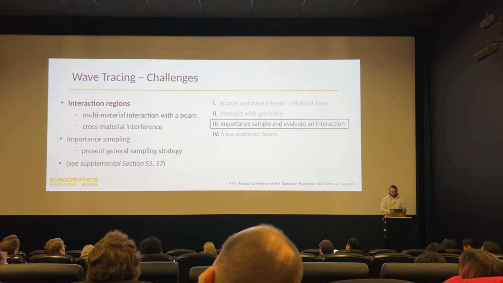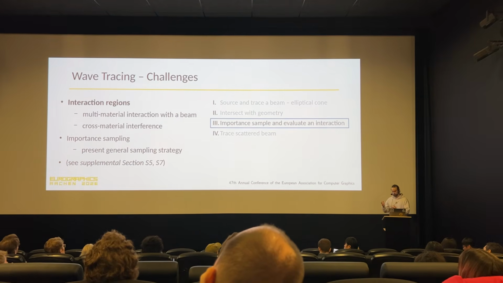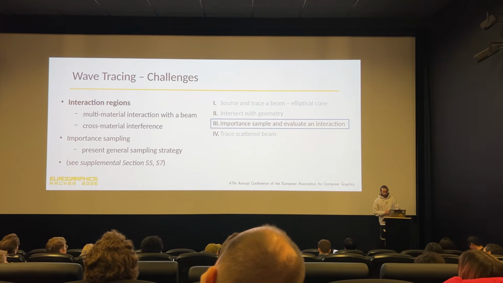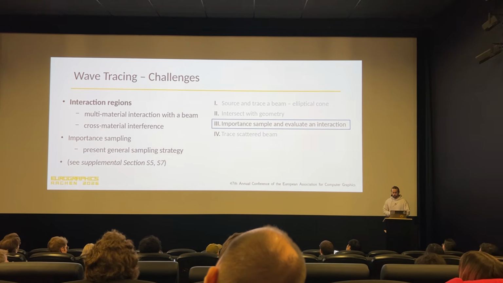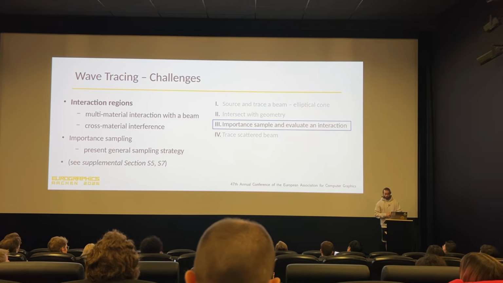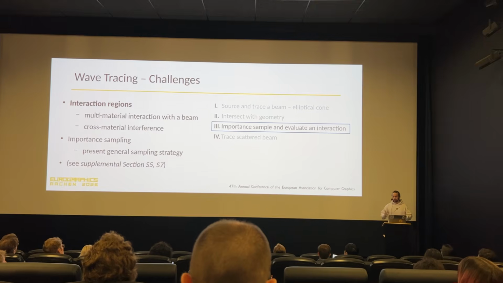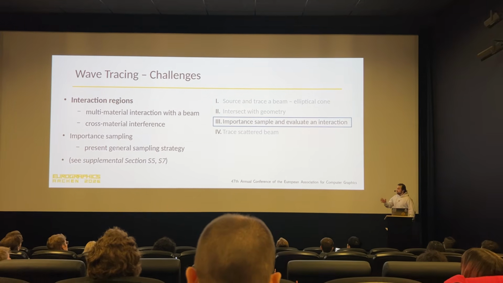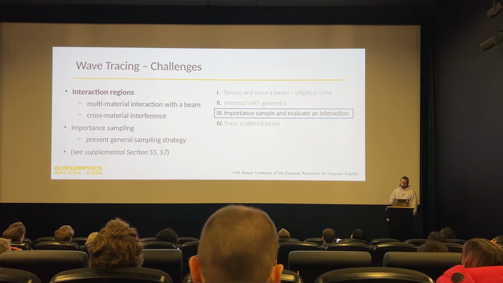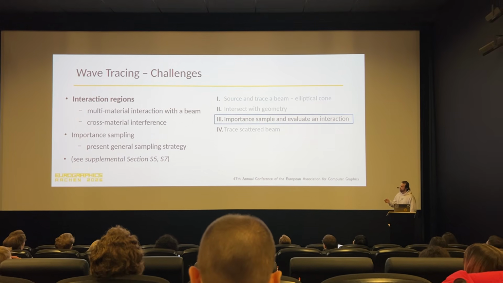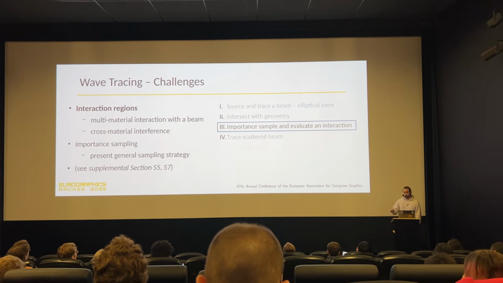From the wave simulation aspects, we now deal with interaction regions, in contrast to points classically. What this means is that multiple materials and geometry can interact with a single beam. We need to deal with cross-material interference terms that do not arise classically, and we need to import and sample from an aggregate total interaction. We do present an important, very general importance sampling strategy for the interfering interactions. This is important because it solves the sampling of the interference terms.